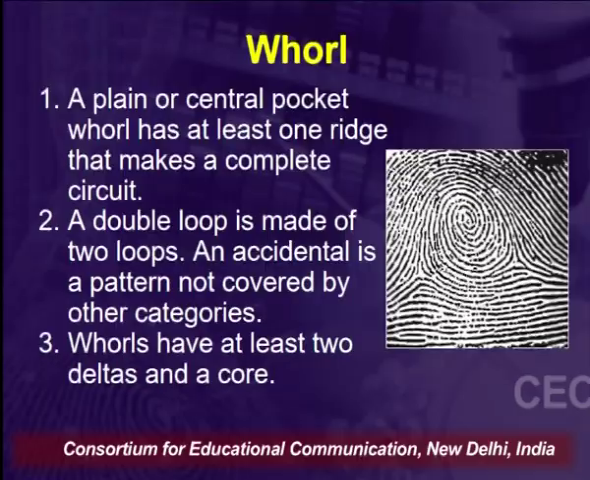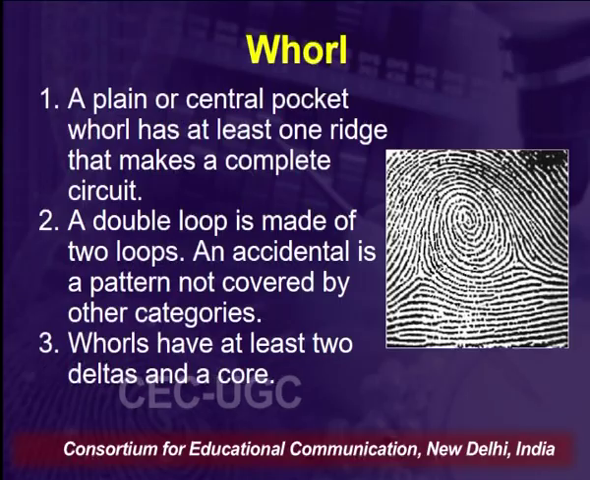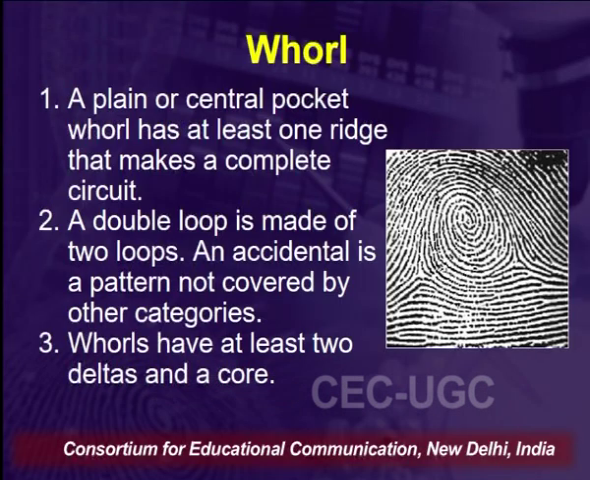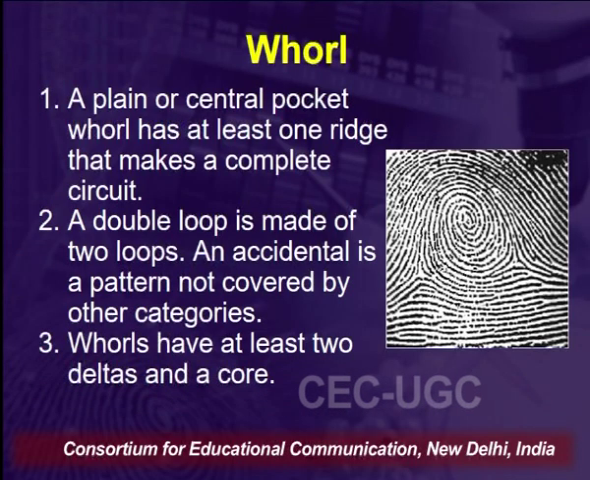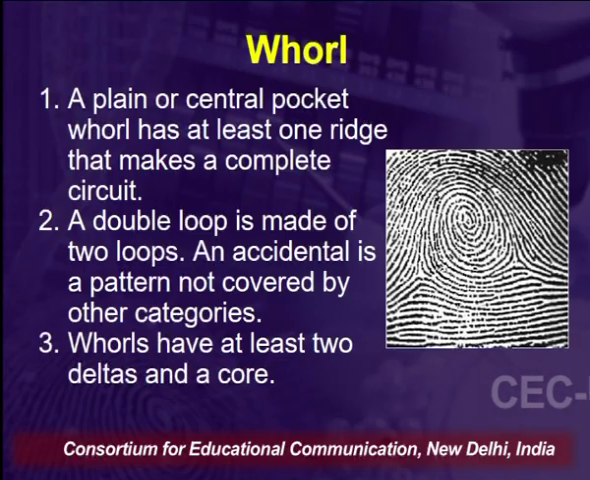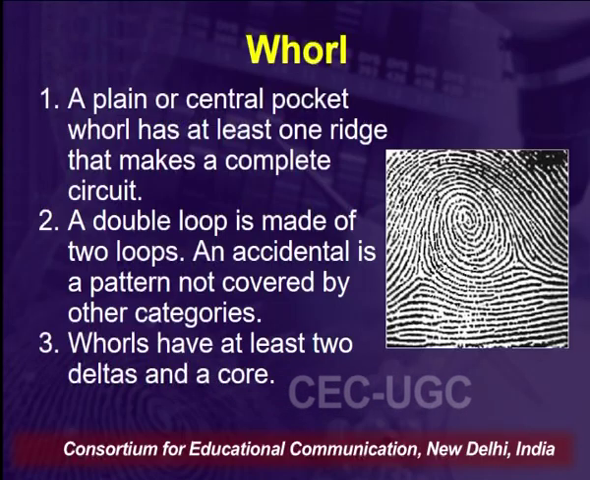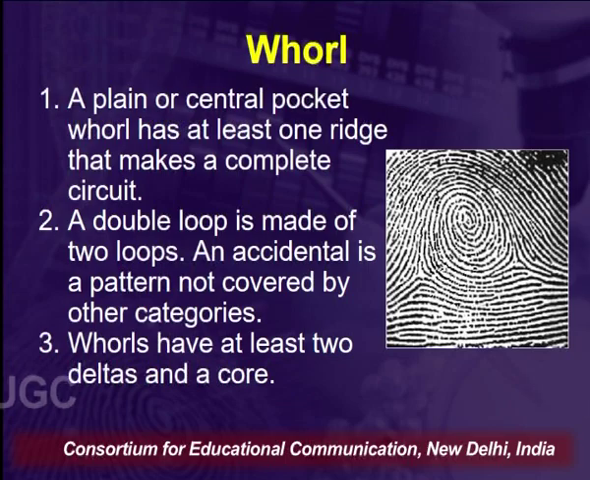The third common pattern is the whorl pattern. This is a plain or central pocket whorl which has at least one ridge that makes a complete circuit. So a whorl is basically a circular pattern, making a complete circuit coming from one side, making a whole circle and then going to the other side. A double loop is made up of two loops. An accidental is a pattern not covered by other categories, and the whorls have at least two deltas and one core.